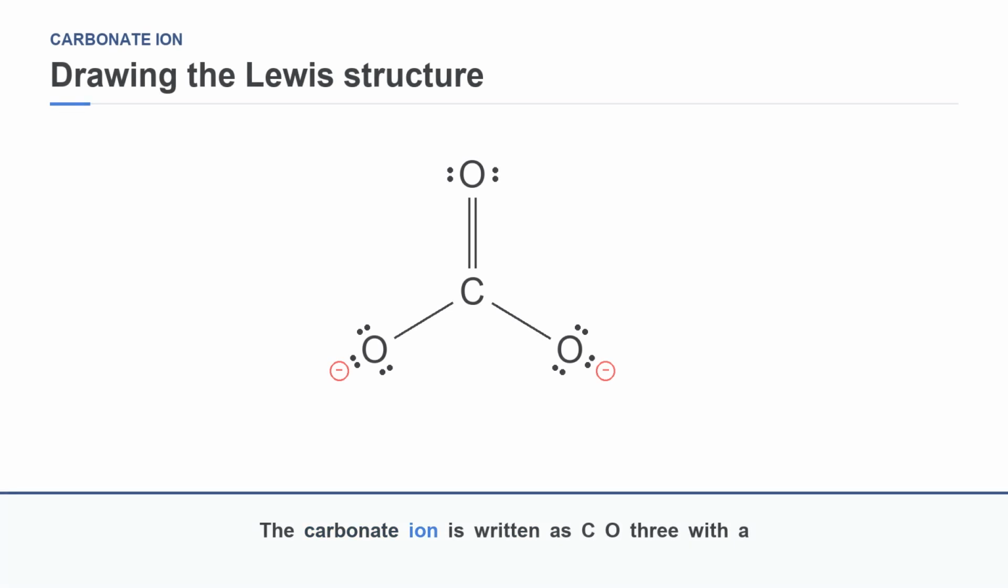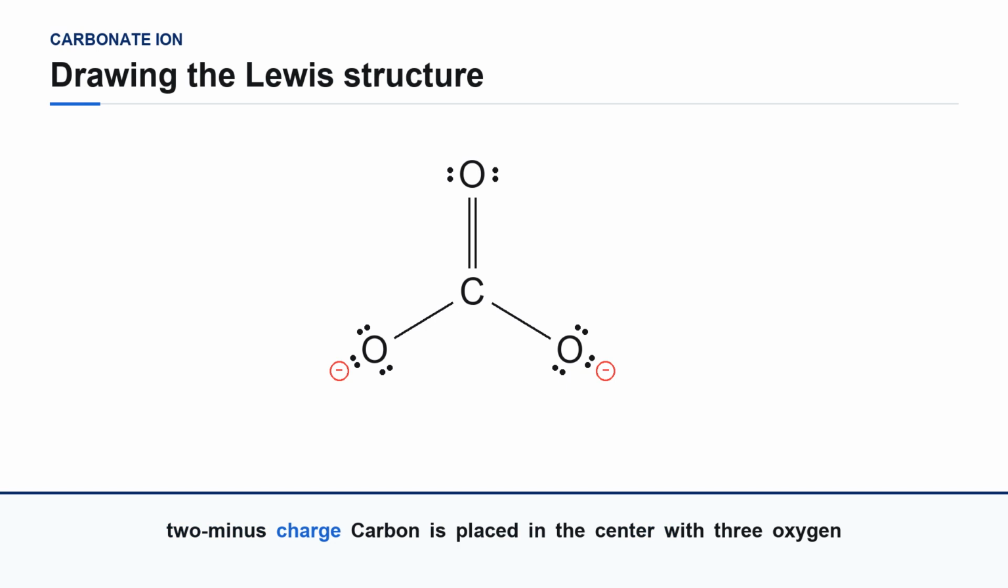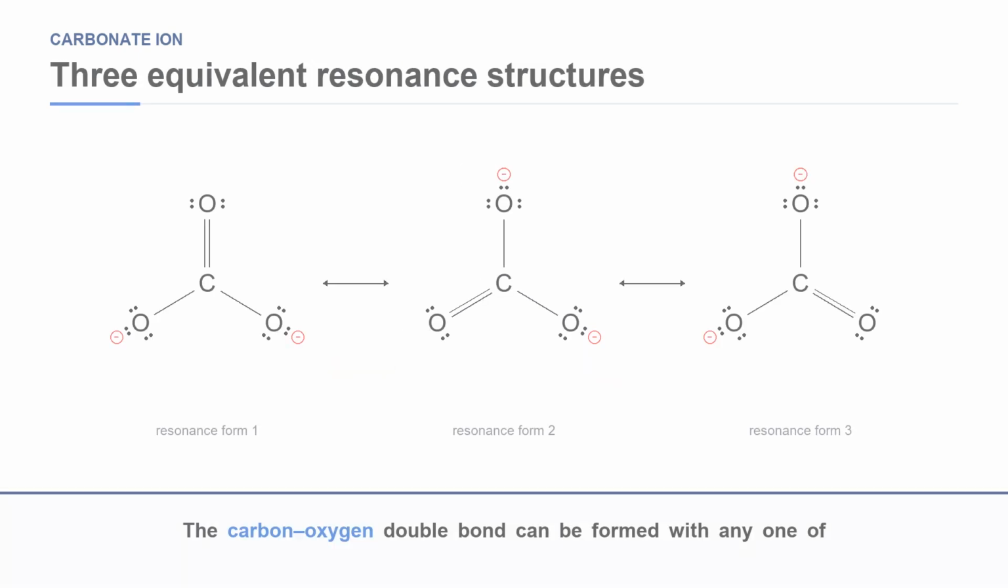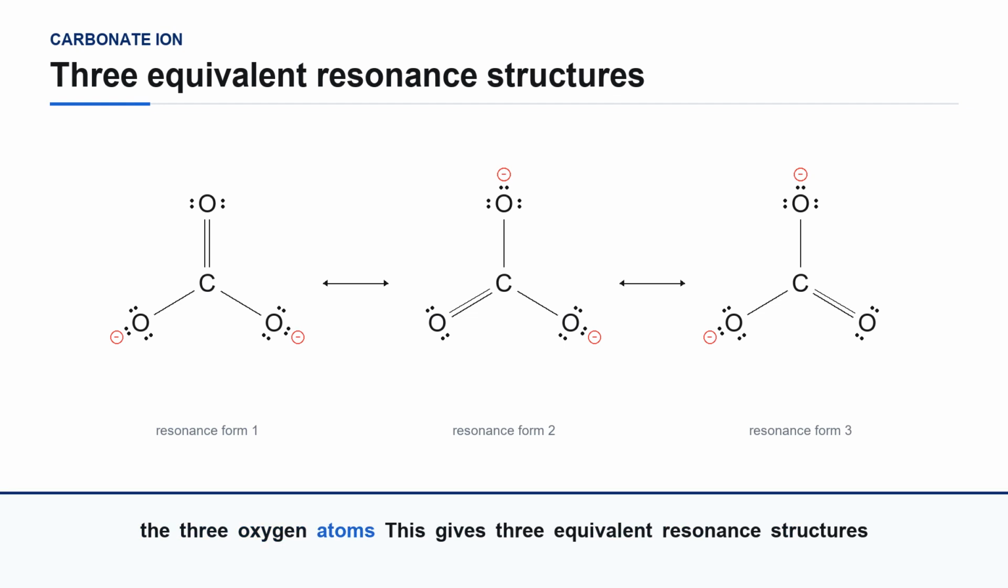The carbonate ion is written as CO₃ with a 2- charge. Carbon is placed in the center with 3 oxygen atoms around it. Carbon forms 1 carbon-oxygen double bond and 2 carbon-oxygen single bonds. Each oxygen atom connected by a single bond carries a negative formal charge. The carbon-oxygen double bond can be formed with any one of the 3 oxygen atoms. This gives 3 equivalent resonance structures.